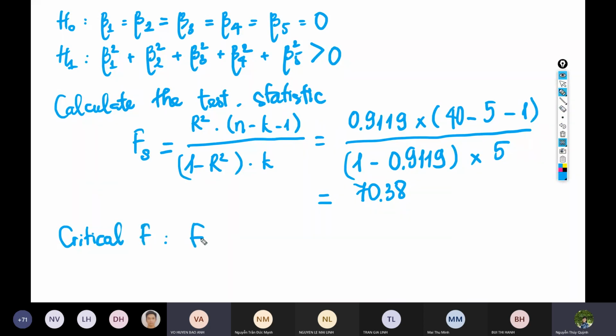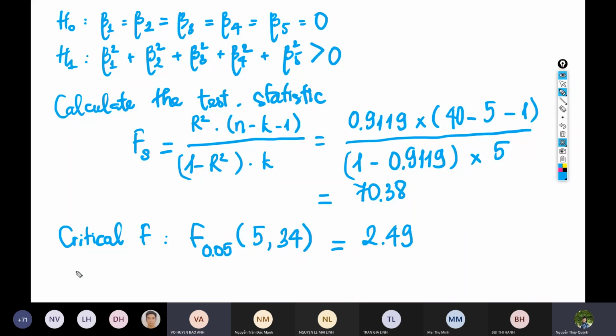Now, step 3, we want to find the critical value of F. We have level of significance 0.05, and the degrees of freedom for the distribution are 5, and 40 minus 5 minus 1, which is 34. And what is the critical value? 2.49. Now, please compare the value of observed F and the critical value of F.